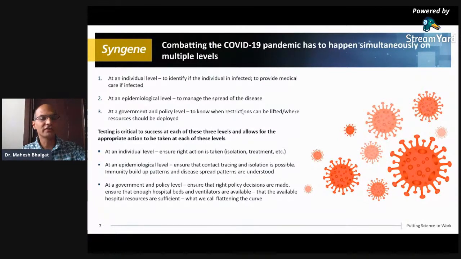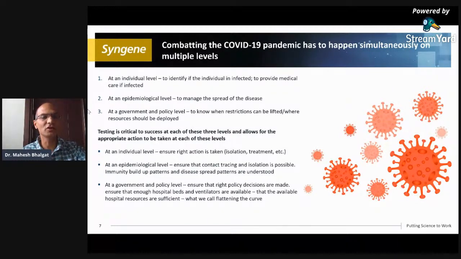Now, having understood this, and as I said, there is a lot more to understand, but let's now start diving into what does all of this mean. So at an individual level, when we want to tackle the disease, what do we want to understand? We want to understand if an individual is infected, and if an individual is infected, what kind of care should that individual receive? Should that individual receive just some oxygen? Should that individual be hospitalized? Should that individual be quarantined? All of those sorts of decisions need to be understood.